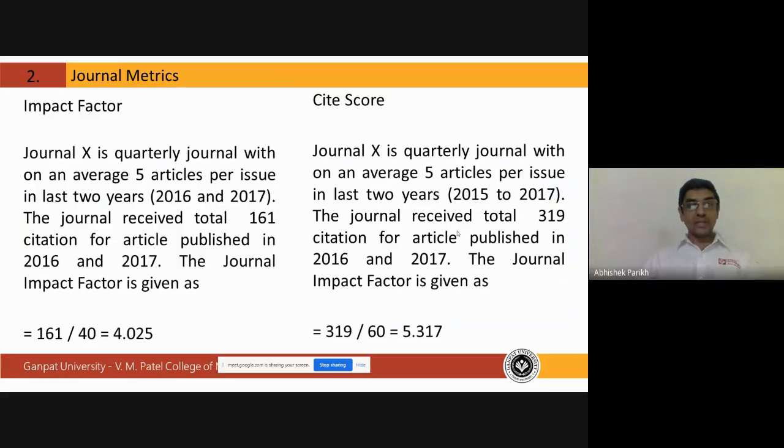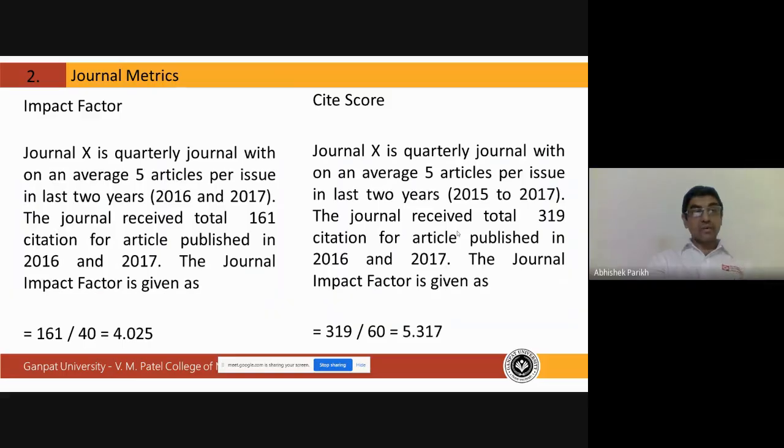So the meaning is we are trying to calculate the impact factor in the year 2018, but we will take into consideration the number of articles published in that particular journal in the last 2 years, so 2016 and 2017. And even citations we will count for the 2016 and 2017 articles only.